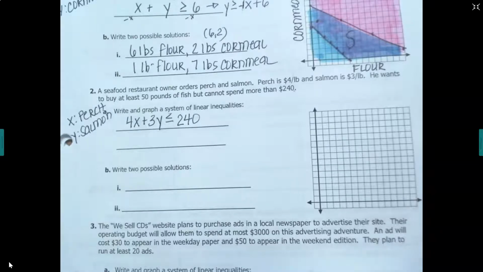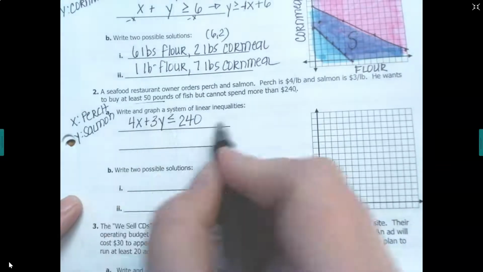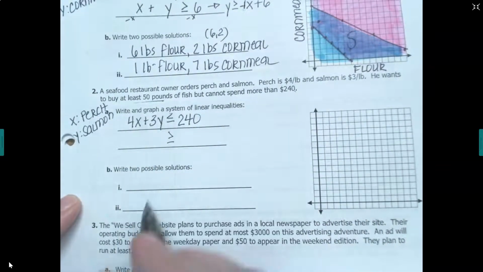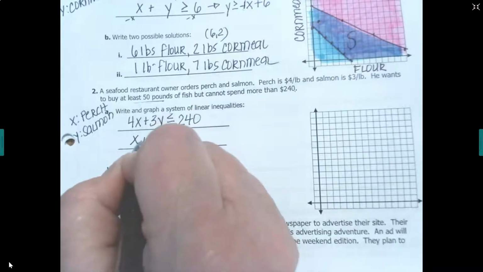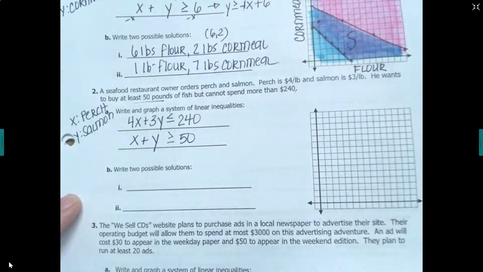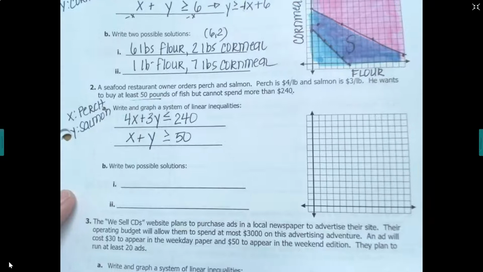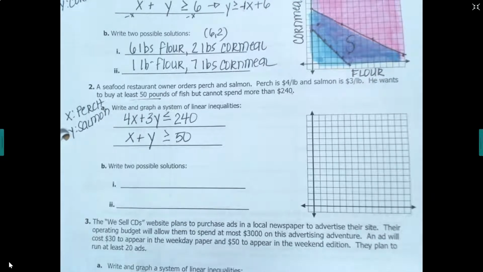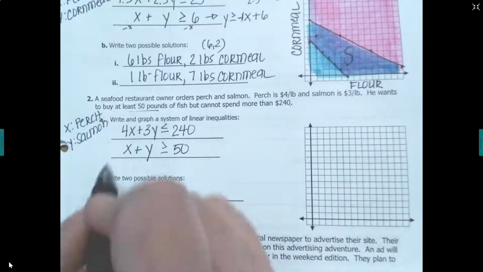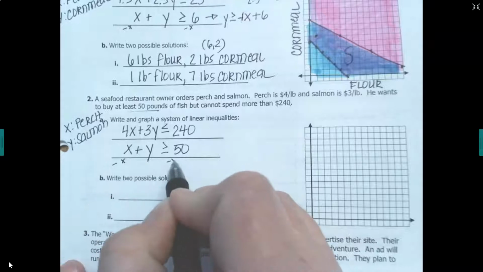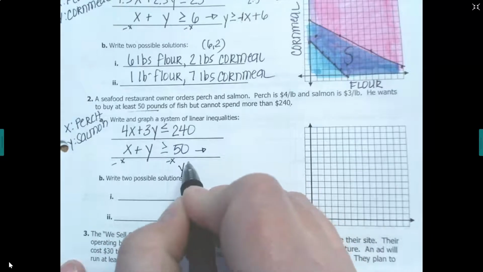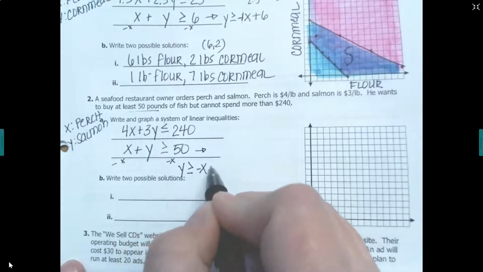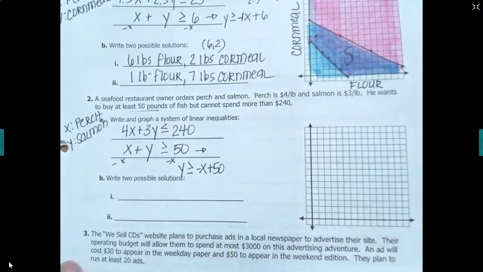Then we got to talk about the other equation. We know that he wants at least 50 pounds. At least means greater than or equal to 50 pounds. So however many pounds of perch plus however many pounds of salmon, and they need to be at least 50 pounds. All right. So from here, we've got our inequalities. We just need to put them in slope-intercept form so it's easier to graph. So I'm going to subtract on the bottom equation. He's a little easier. I'm going to subtract x, and our inequality will be y is greater than or equal to negative x plus 50.